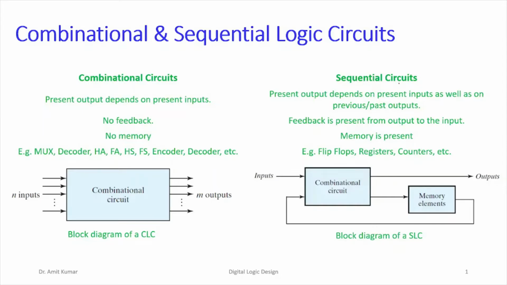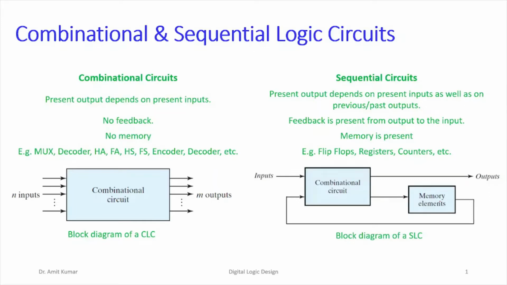In case of sequential circuits, the present output depends on the present inputs as well as on the past outputs, right? If you look at this particular block diagram of the SLC, what we can observe is that the outputs depend on the inputs as well as the value of the previous or past outputs, right?